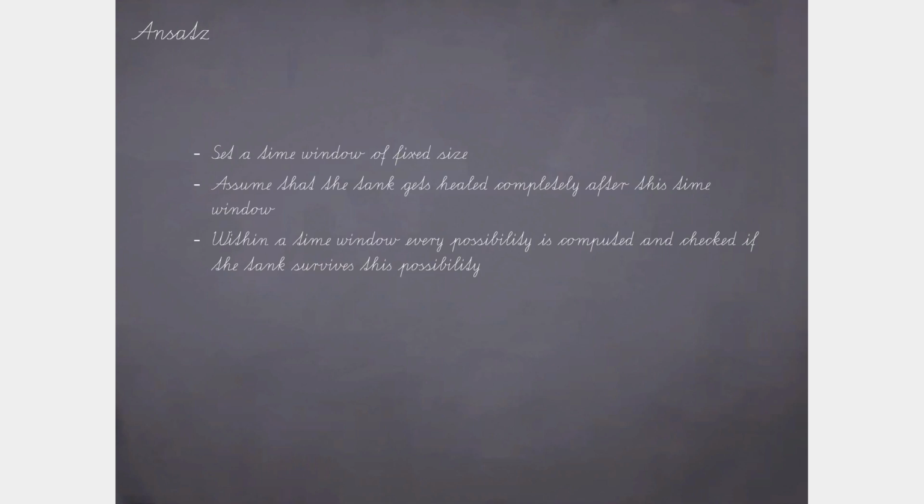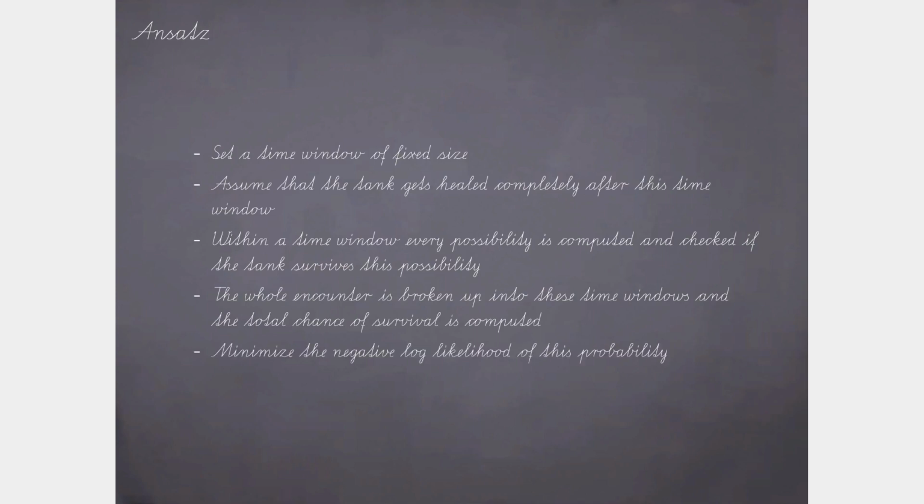So we look if the tank survives, for example, 1 crush and 1 normal attack, and if yes, then the chance of this particular combination is added to the total chance of surviving within this time window. Then we can describe the whole encounter based on this time window and compute the total chance of success. Finally, we minimize the negative log likelihood and are done.